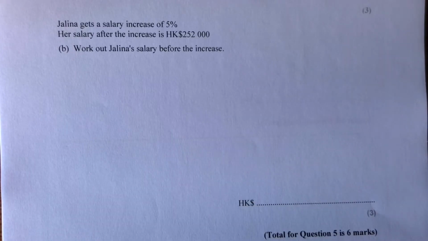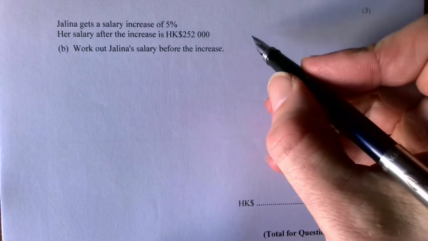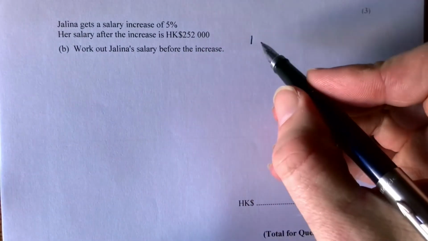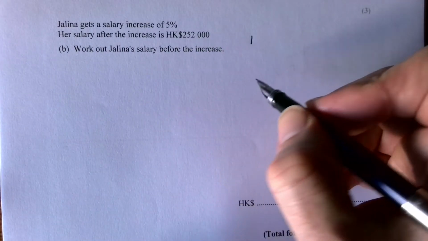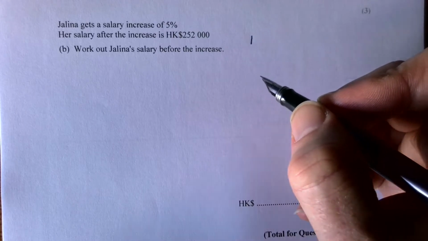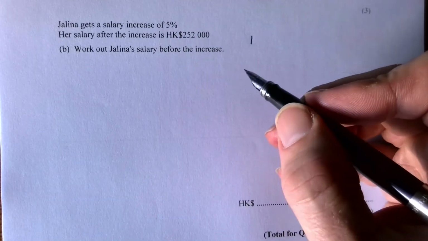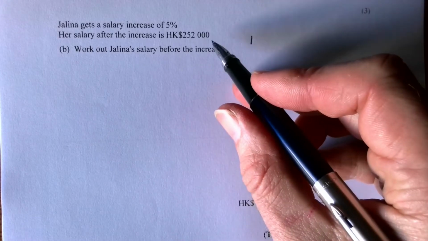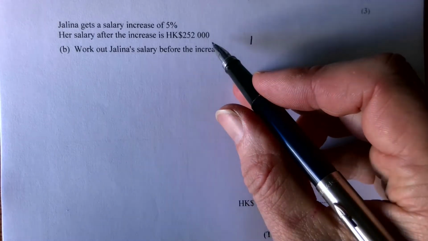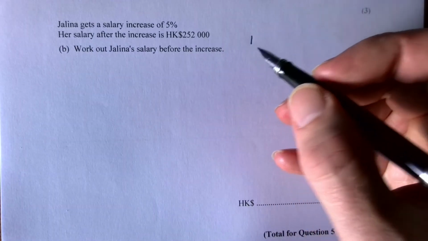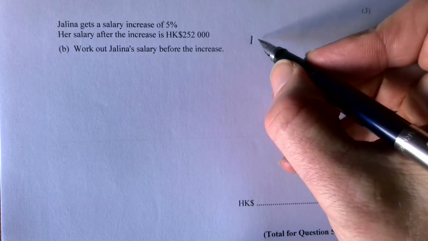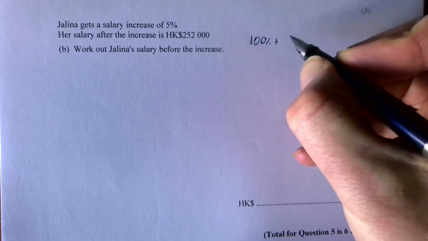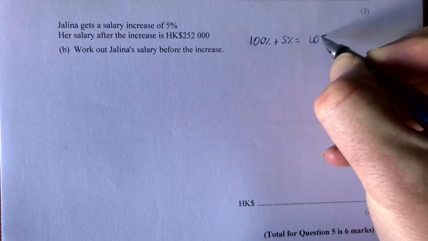Now here we've got a reverse percentage problem. She's got a salary increase of 5%, and her salary after that is 252,000. Now what you can't do is take 5% of 252,000 away from it, because 5% of that number is going to be more than 5% of the smaller number. Not by a lot, but by enough. So 100% plus 5% is 105%.